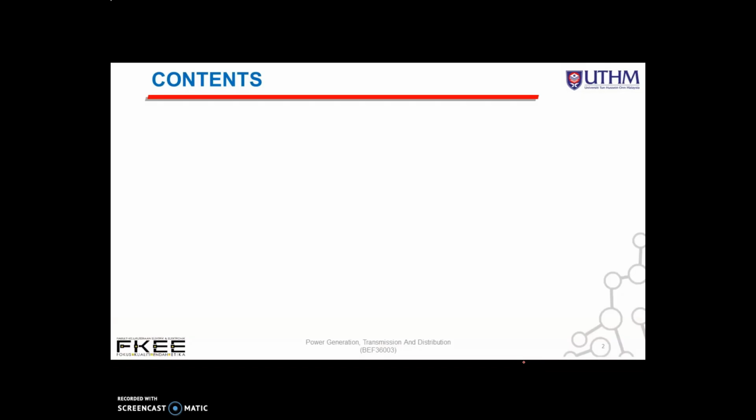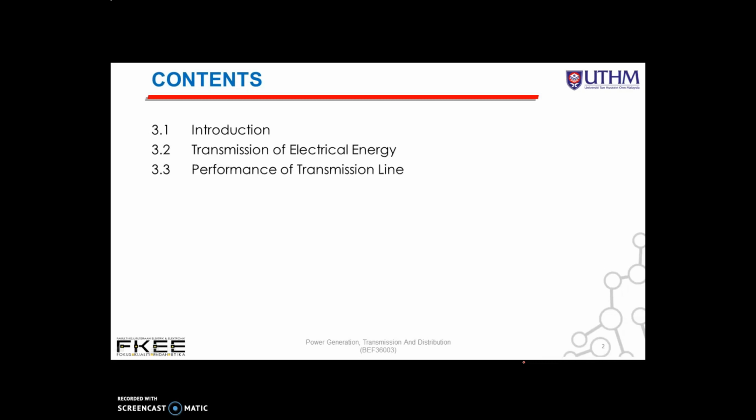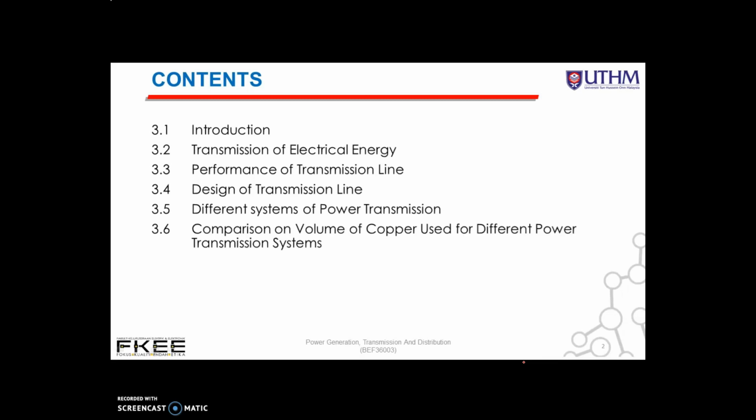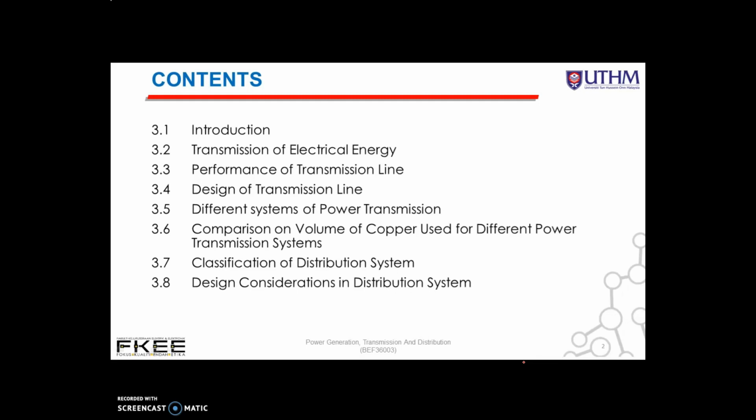Okay, so this is the contents of chapter 3. So first one is the introduction more on the transmission system, and then cover with the transmission of electrical energy. Okay, and then the performance of transmission line in terms of the electrical system, and then design of transmission line, different systems of power transmission, comparison on volume of copper used for different power transmission systems, the classification of distribution system, design considerations in distribution systems, and finally the underground and overhead system.